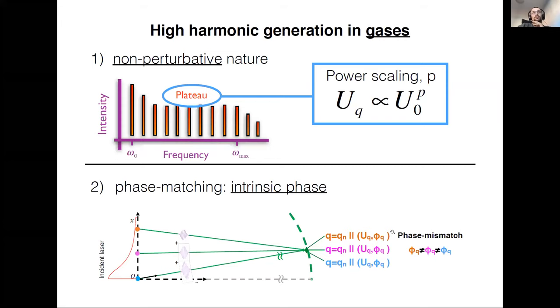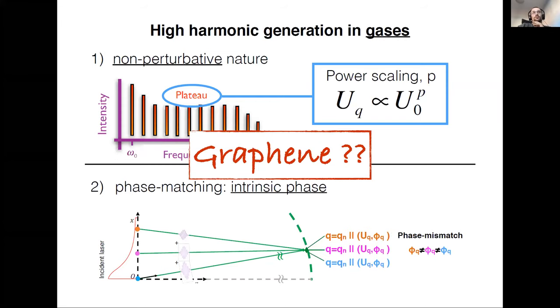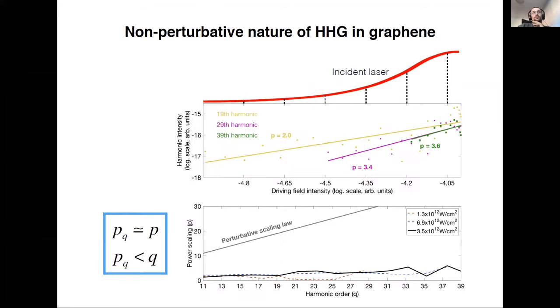The question now is if those two characteristics of high harmonic generation in gases appear also when we use graphene. So, in order to estimate the nature of the process, we represent in this first picture the scaling of the intensity of the high harmonics with the driving field intensity. The solid lines indicate the fit, which allows us to extract the power scaling P for each one.